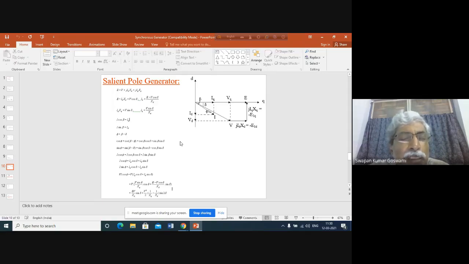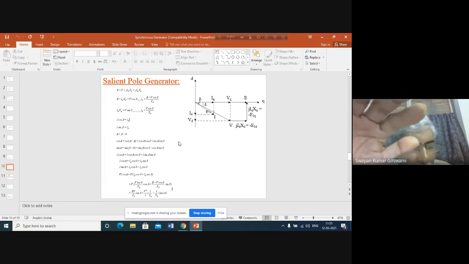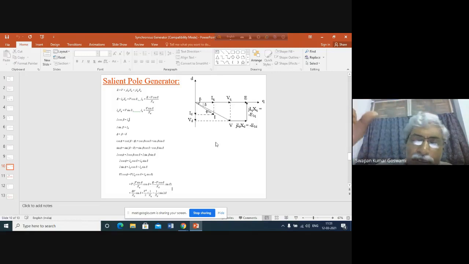What are salient pole generators? They are projected pole type; the poles are projected. What is the difference from the other type? The difference is that in a projected pole or salient pole machine, the air gap is not uniform throughout. There is a rotor, surrounding it there is the stator, and in between there is a gap, the air gap. In a cylindrical rotor machine, that gap is uniform everywhere.